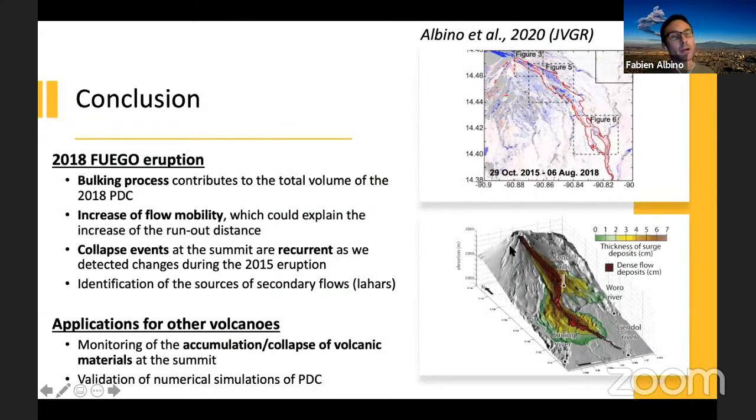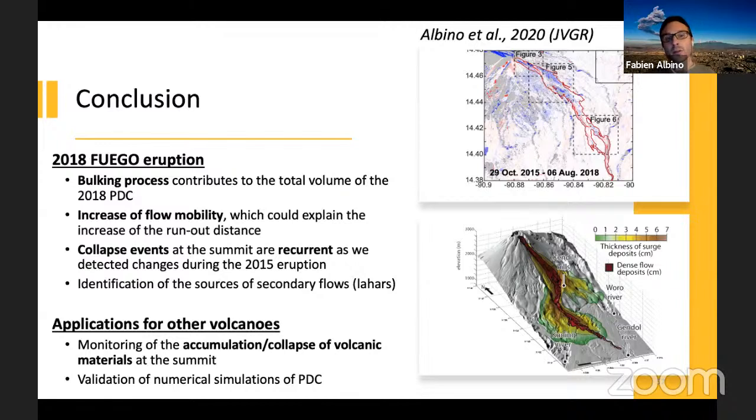To wrap it up, the conclusion of this study for the Fuego eruption: we show that the bulking process contributes largely to the total volume of the 2018 PDC. It increased the flow mobility, which could explain this increase in runout distance, so why we reached 12 kilometers and not 6 as in previous eruptions. We see that collapse events at the summit are recurrent phenomena and were detected before during the 2015 eruption.